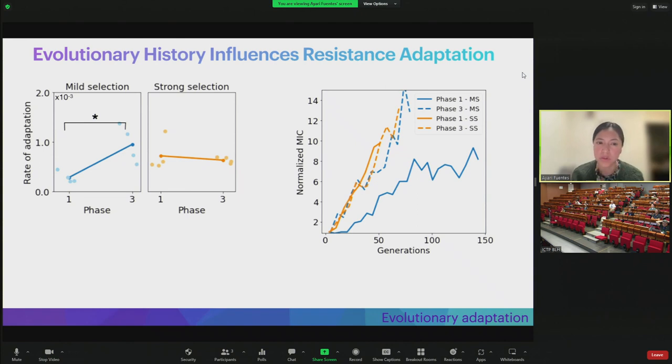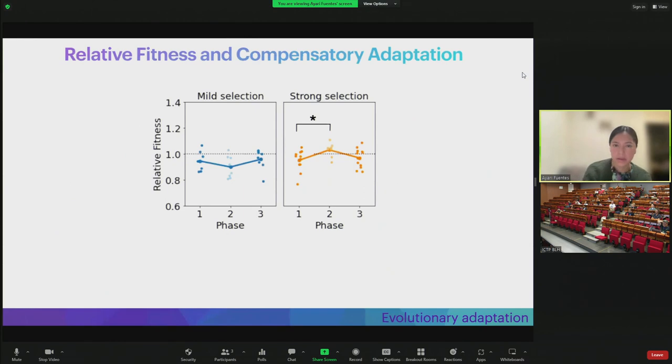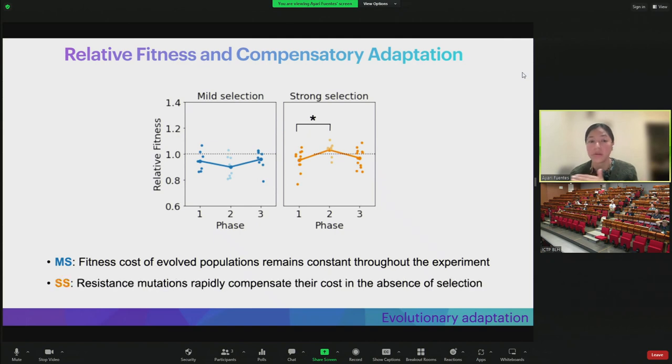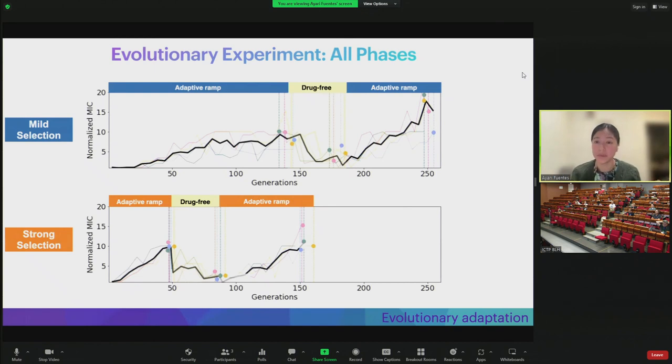As you can see here, when we measure the rate of adaptation, the highest rate is phase three of the mild selection, even higher than any of the strong selections. And if we see the relative fitness of compensation adaptation, phase two of the strong selection is actually over one in the relative fitness. This means that the fitness cost of this evolved population is going to remain constant through the experiment, and these resistance mutations of the strong selection are going to be rapidly compensated. And this is how the ramp, ramp C, has the three phases.